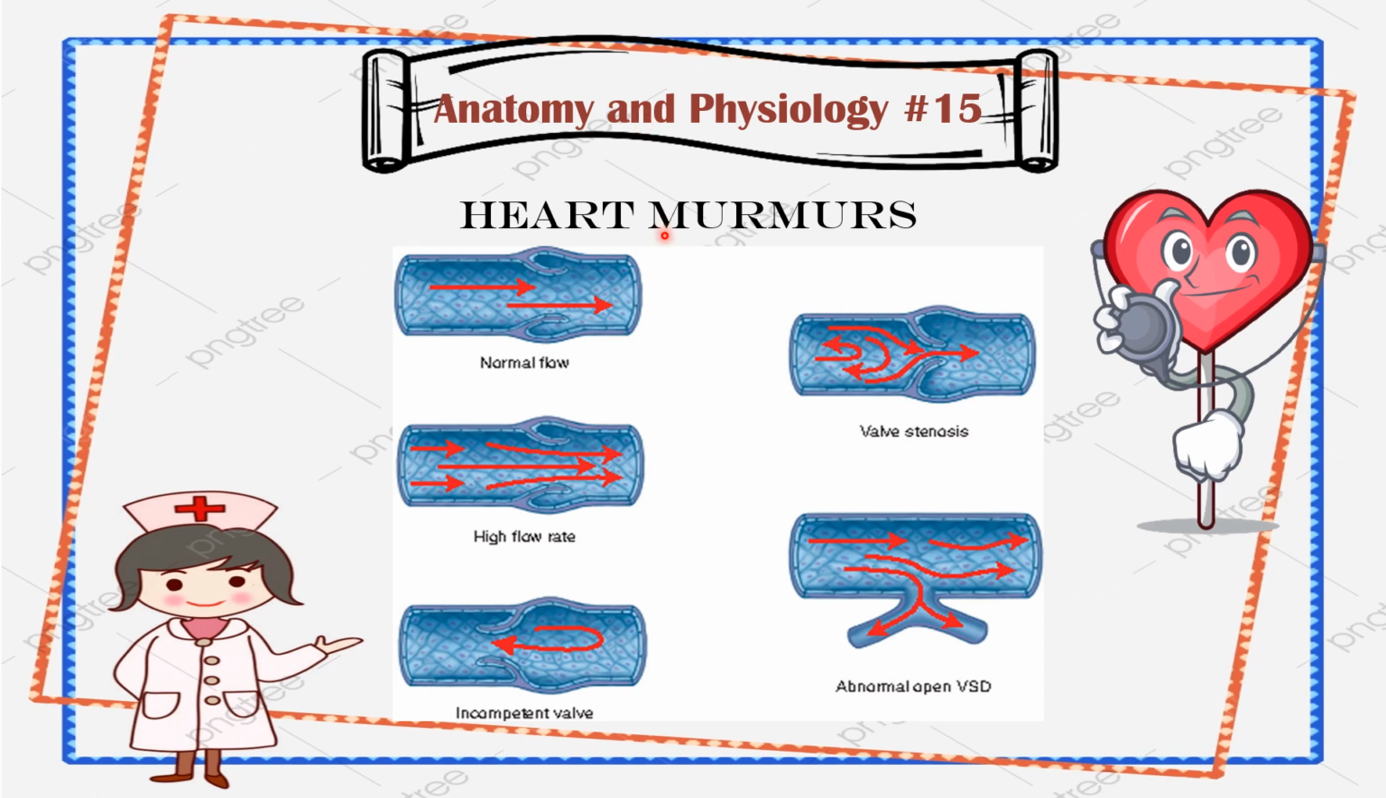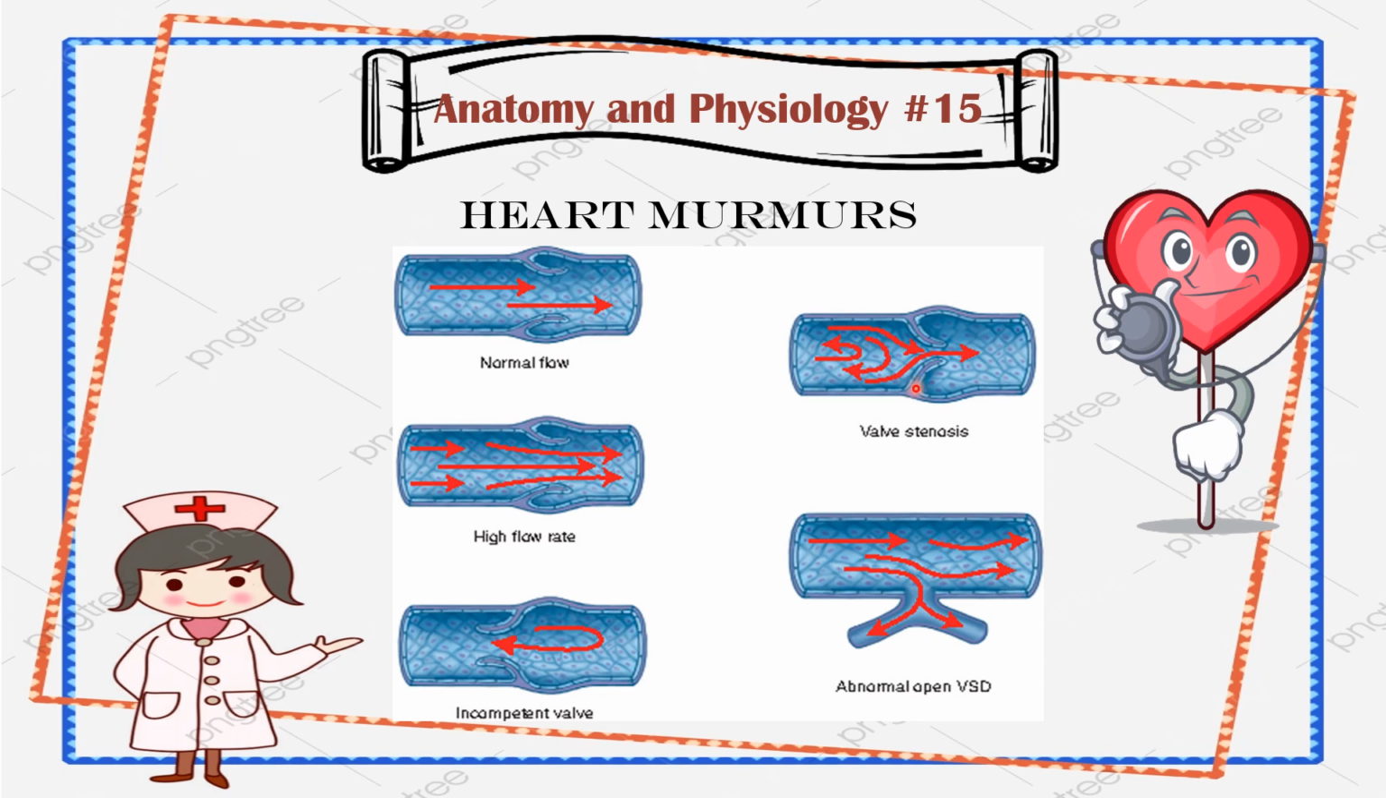Okay, so moving on to heart murmurs. So heart murmurs are distinguishable from the heart sounds by their longer duration. They are attributed to turbulent blood flow and may be innocent, as with flow murmurs of the young adults, or diagnostic of valvular or congenital heart disease.